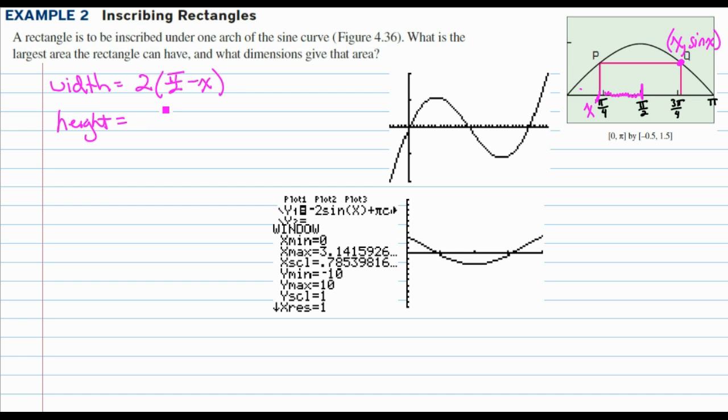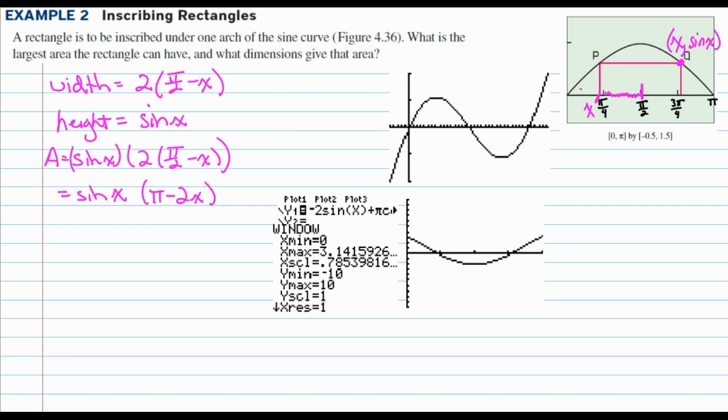So the height of the rectangle is going to be sine of x, which means the area of the rectangle is going to be sine of x times 2 times pi over 2 minus x, which you can simplify to be sine of x times pi minus 2x.